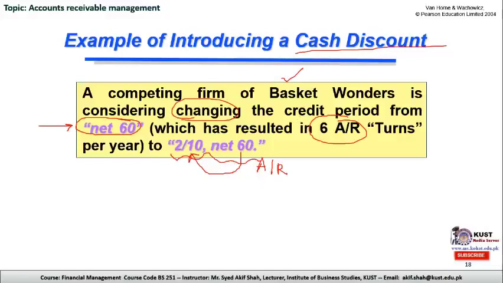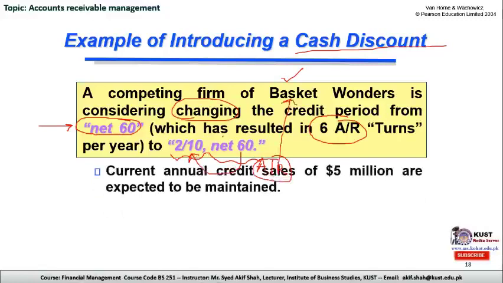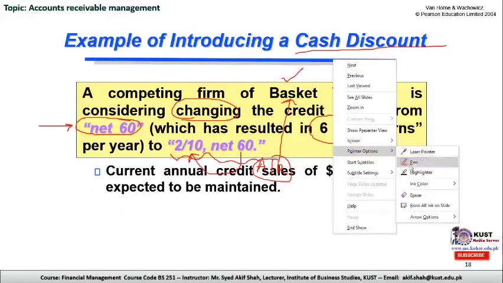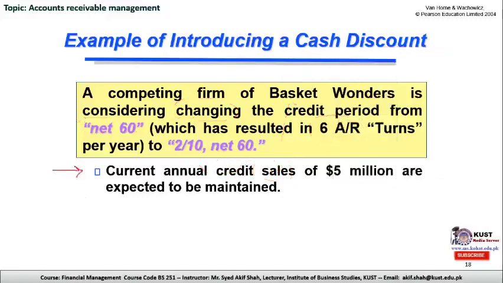So in order to expedite this account receivable to be collected in cash, the company is offering a 2% discount to all customers, existing plus new, if they pay their obligation within 10 days to Basket Wonder in cash. Besides this, the further auxiliary data of this numerical case states that the current annual credit sales of the company are 5 million, expected to be maintained after offering this discount.